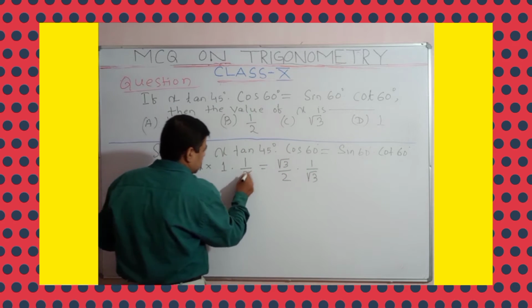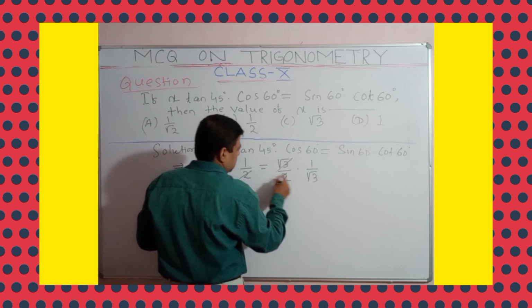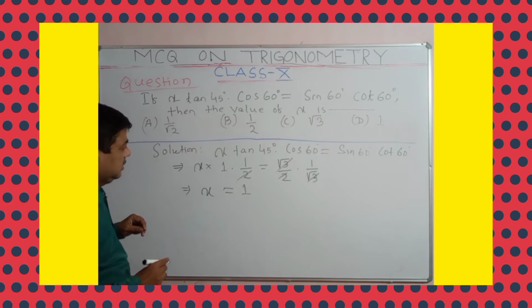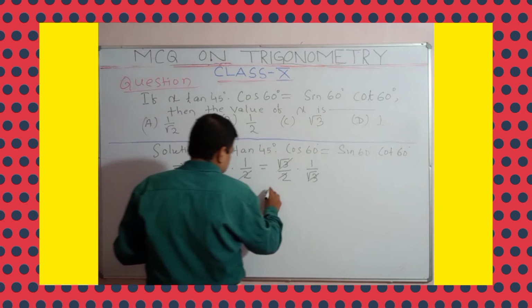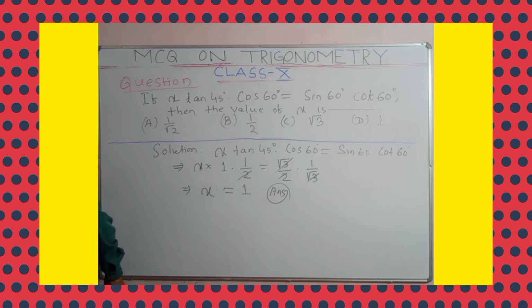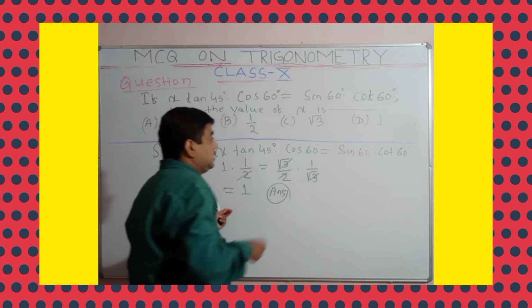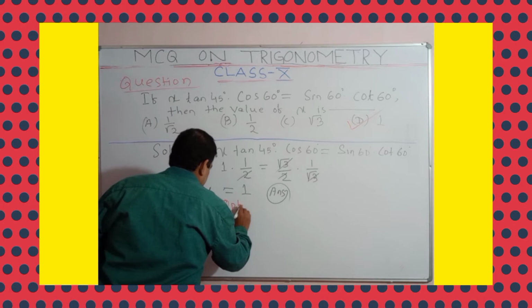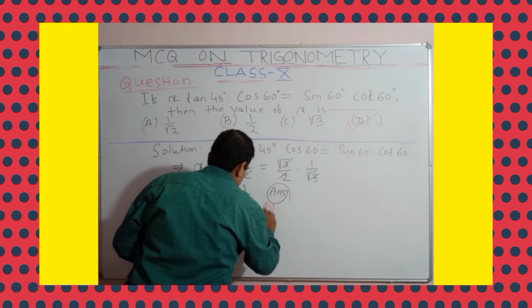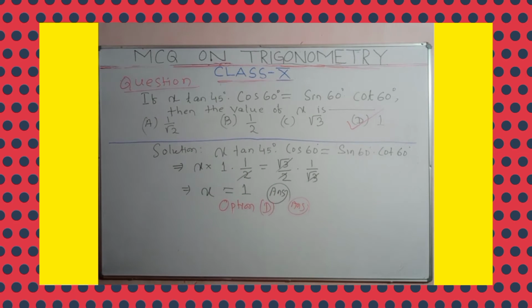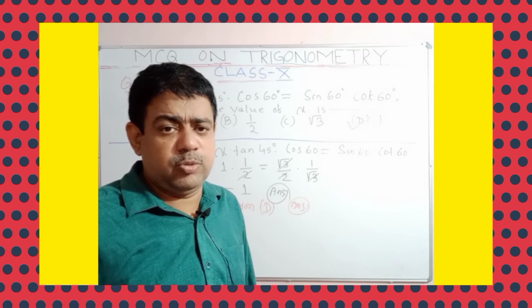x is equal to, you can cancel, root 3 will cancel. So x is equal to what? 1. x is equal to 1 is the correct option. Okay? Understand? So here the option D is the correct option. Hence option is D. Very simple question. And this type of question you can also face in the examination. What you have to remember is the trigonometric ratios. That is the most important. Is it clear?